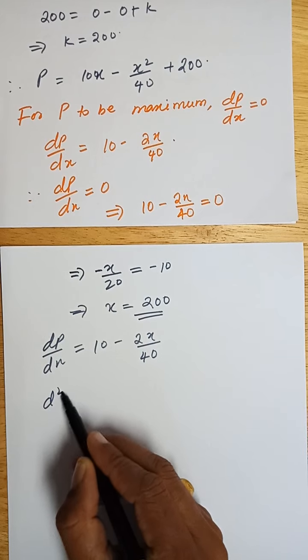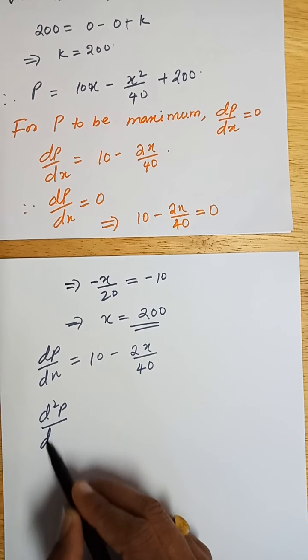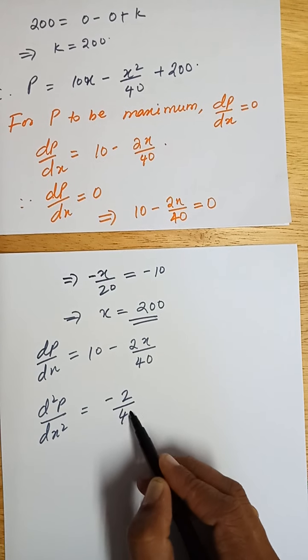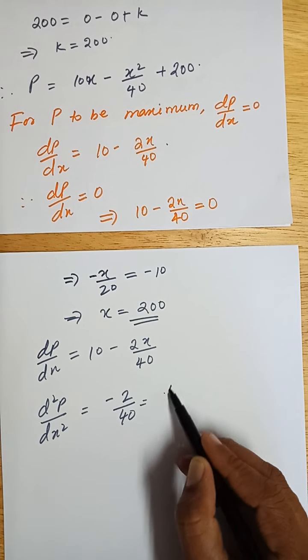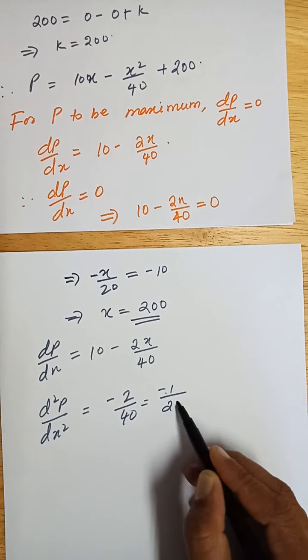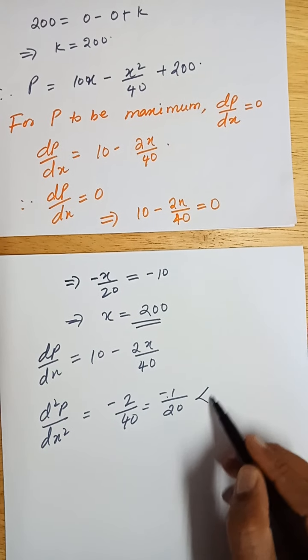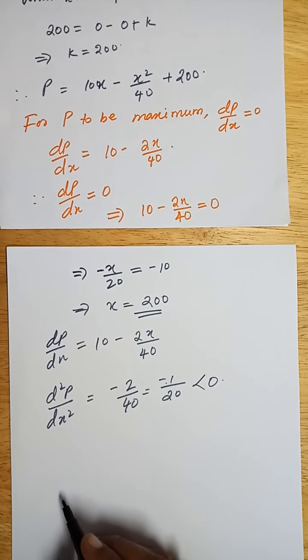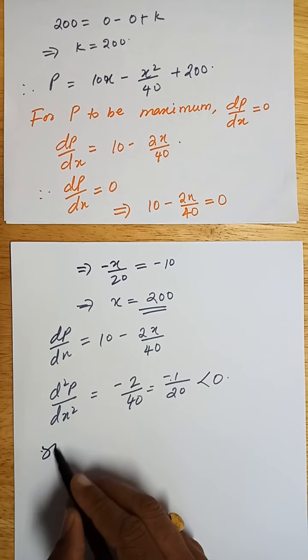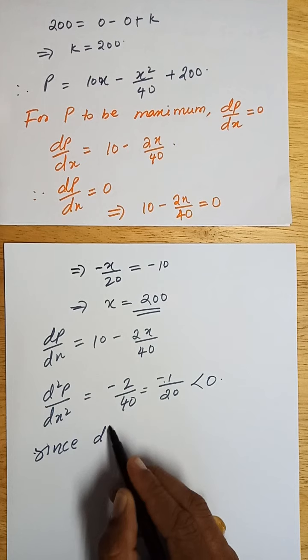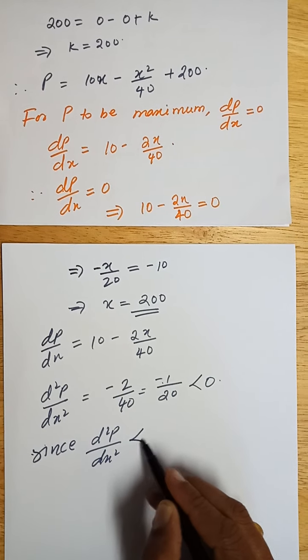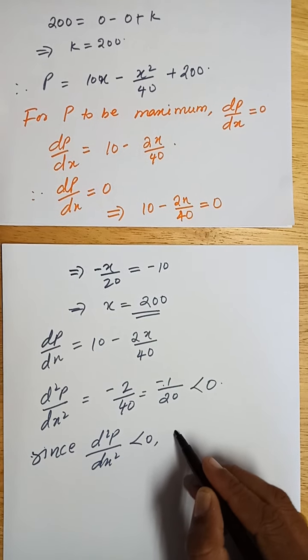Okay, so your d square p by dx square is going to become minus 2 by 40, which is equal to minus 1 by 20, which is less than 0. Okay, therefore it has what? Maximum profit.